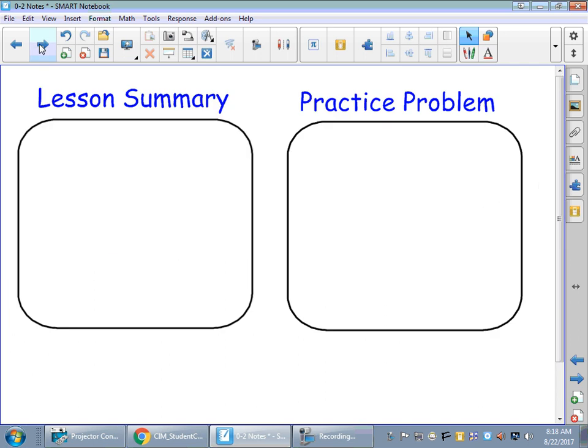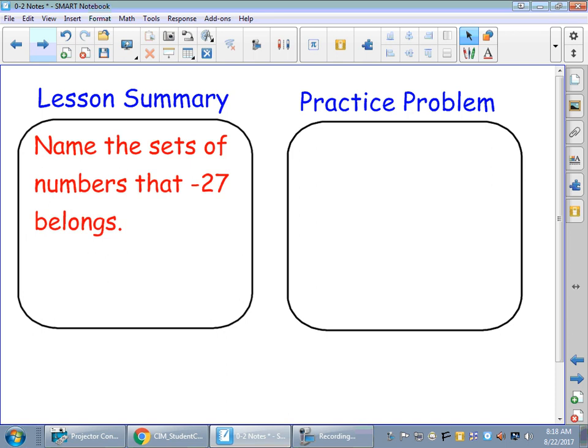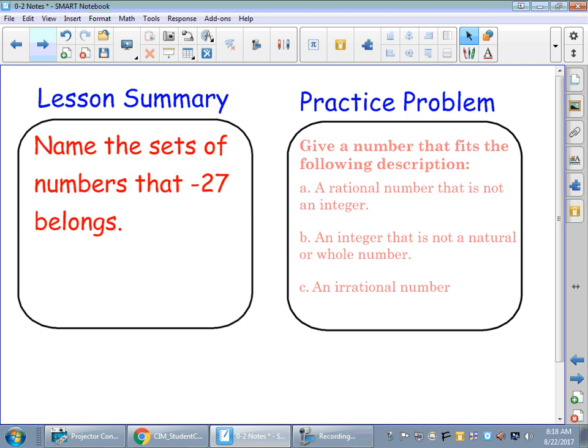Okay, so at the end of our notes, we always have a lesson summary. This tells me that you were paying attention, you were listening, and you were following along in the notes. So I need you to name the sets of numbers that negative 27 belongs to. And in the practice problem, this is your first attempt, another attempt at your notes. So these two things help me know that you understand the concepts learned in a quick glance. So tomorrow when I check your notes, I'll be looking at this information. And you don't get graded on right or wrong, you get graded on effort. So good luck.